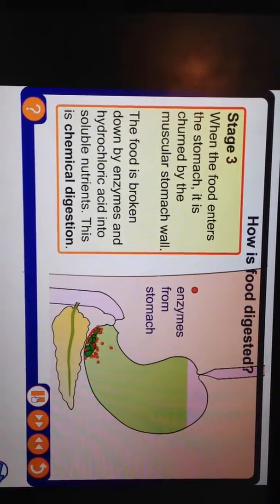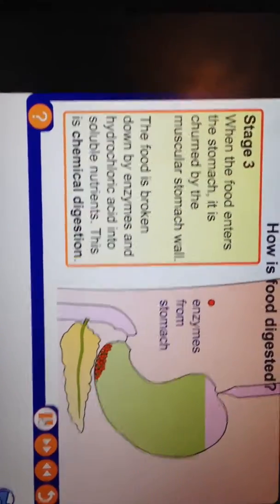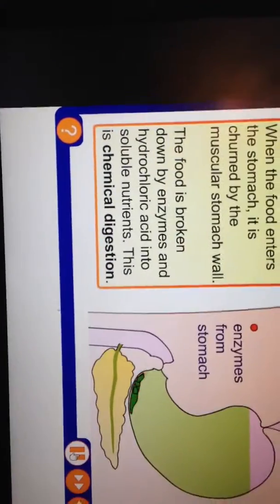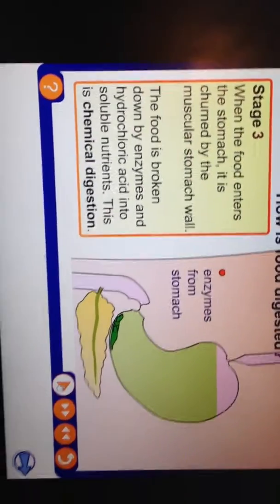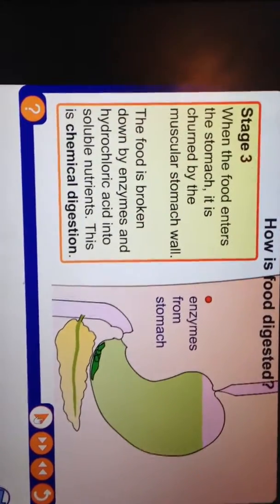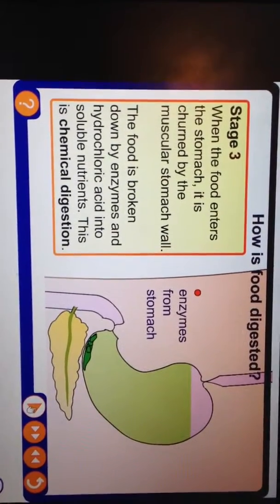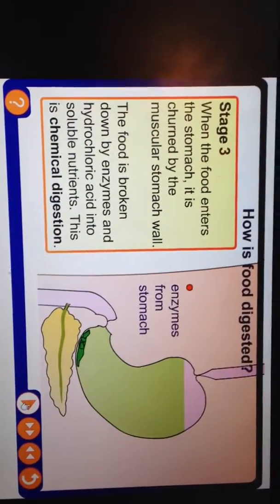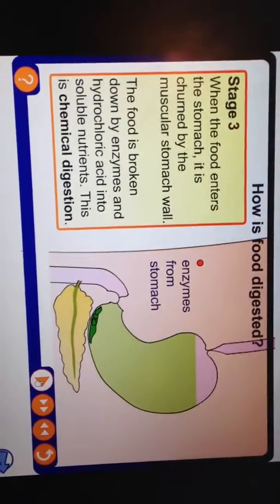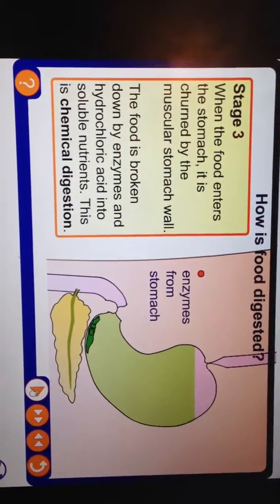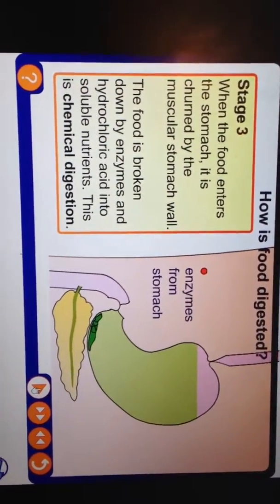The pH of the stomach is acidic. This does a couple of things. It helps to kill off any bacteria that might be on the food, but the most important thing that you need to know about is it creates the right conditions for the enzymes to act in the stomach.